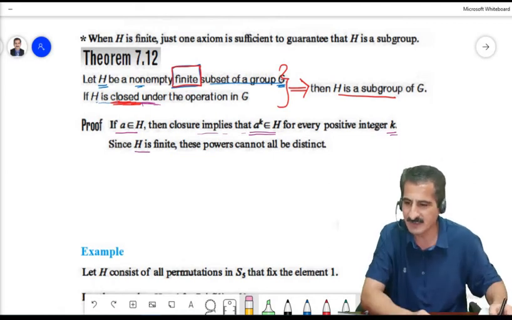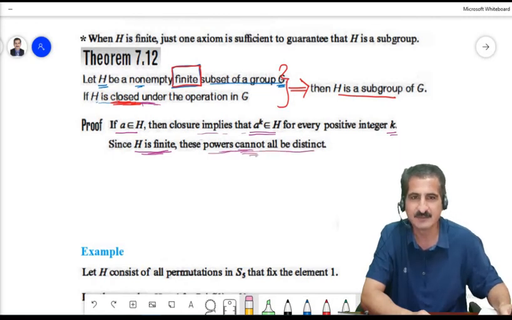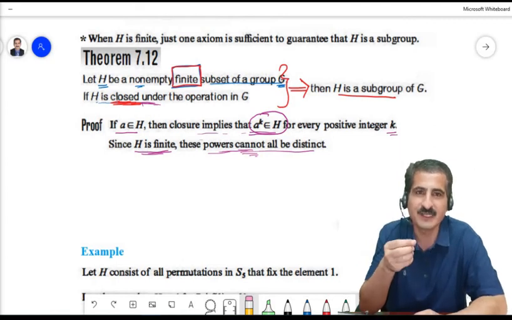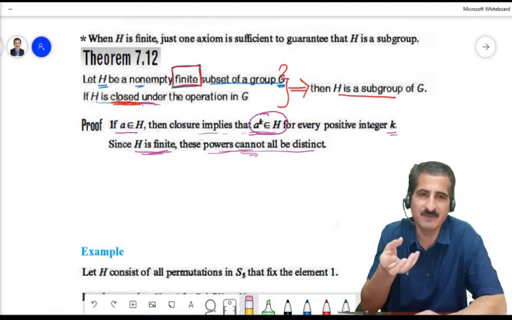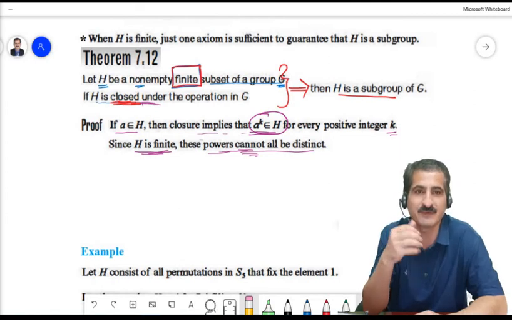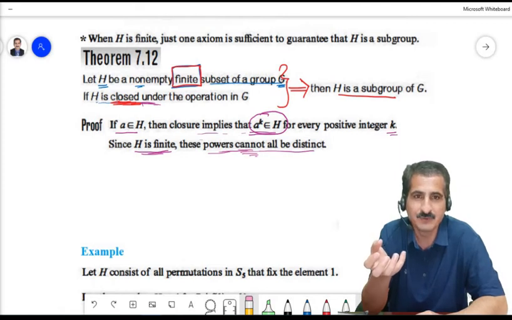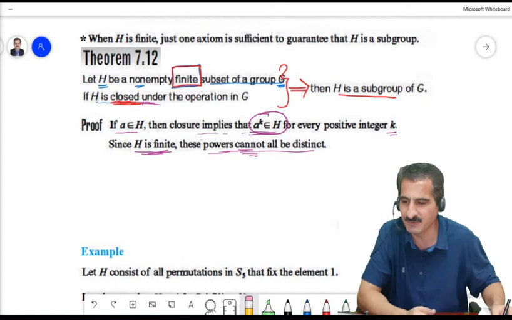So wherever you multiply H by itself, the result will stay in H. Now, since H is finite, the powers cannot all be distinct. I mean these powers, A to the power k, cannot all be distinct. Why? If all powers of A are distinct, then we have infinitely many powers of A, for k equals 1, 2, 3, 4, 5, 6 and so on to infinity. If they are all distinct and they are all in H, that means H is infinite. We cannot allow that to happen because H is assumed to be finite.